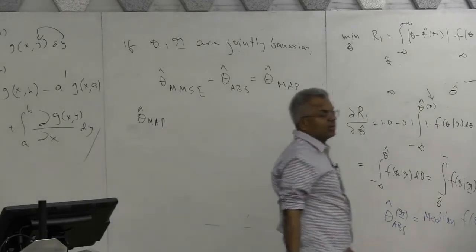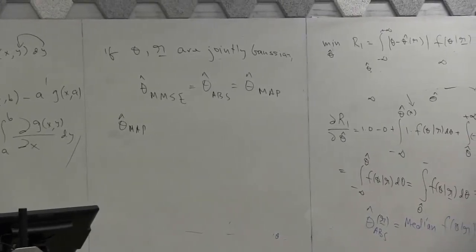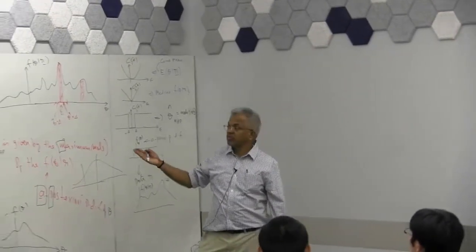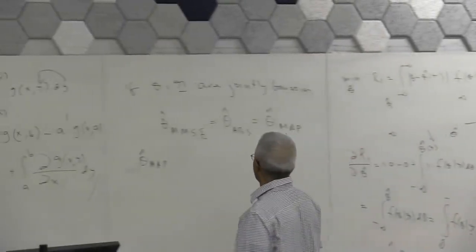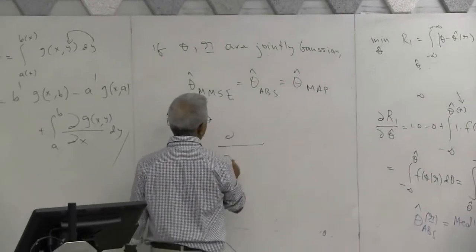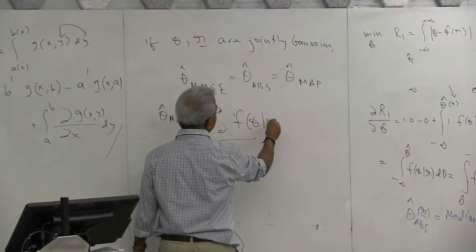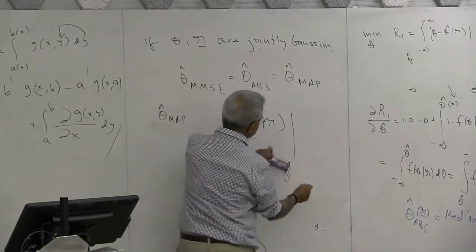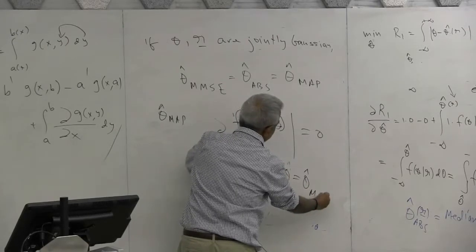So you see, how do you find the MAP estimator again? Mode. Mode means peak value. How do you find the peak of any function? What do you do? Take the derivative, right? One simple way is to take the derivative of the density function with respect to theta, and then equate that to 0. So equate this to 0, and what you get is going to be theta hat MAP.